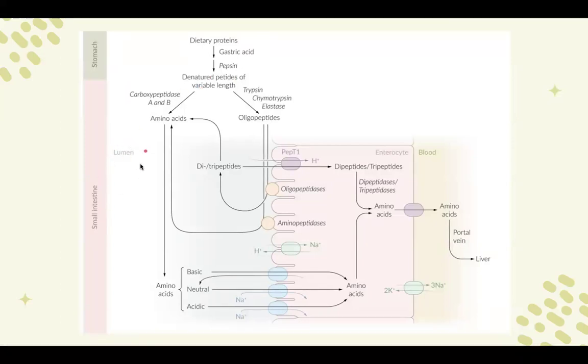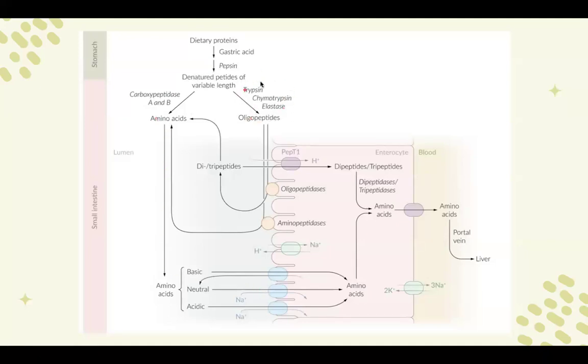Okay, and we start in the lumen. So again, we said that we have the pancreatic proteases. They're divided into endopeptidase and exopeptidase. Again, trypsin, chymotrypsin, and elastase are the endopeptidases. Carboxypeptidases A and B are the exopeptidases. So we said exopeptidase chops off the amino acids from the edges. So they give you these amino acids on their own, which can just go on and be absorbed, okay?